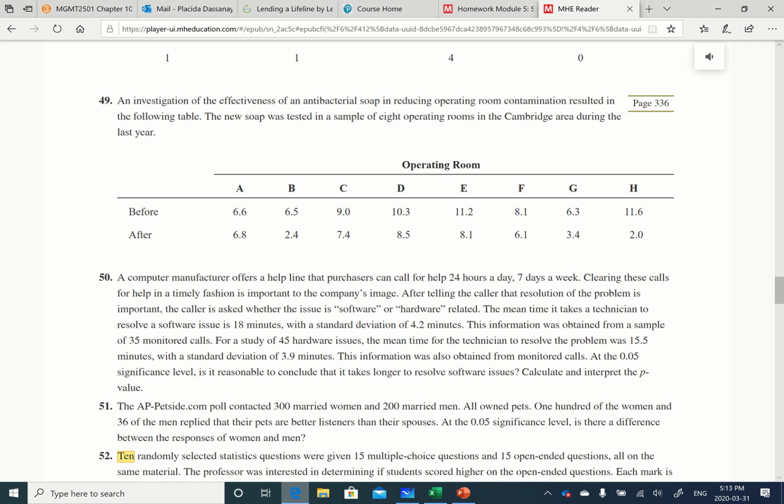So basically this one doesn't seem to give us a hypothesis, right? It doesn't say exactly less, more, or not equals, but you can think in the sense that the only thing that makes sense is that they want to know whether this new soap has increased the effectiveness in this reduction of contamination, right? So we can pick the hypothesis in this case.